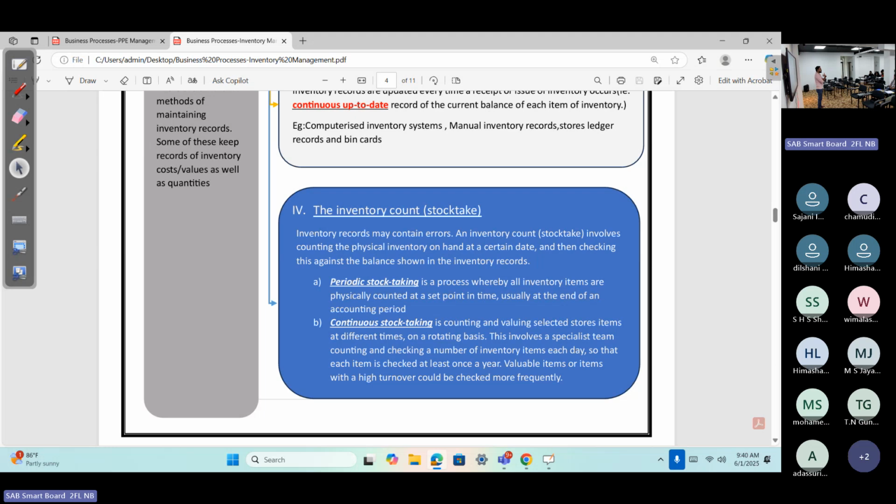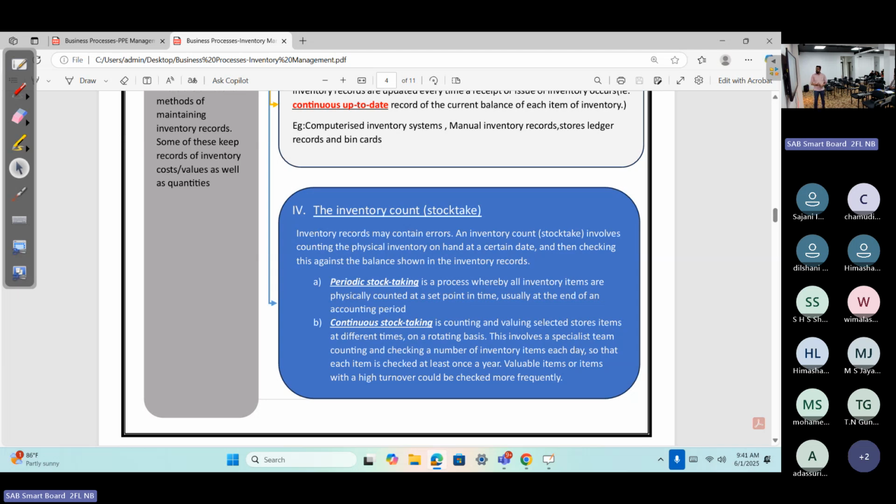Continuously you are performing the physical count, item-wise. Periodic count means all the items will be counted at a specific date, like our audit stock count. For management purposes, some companies count each item every month. That is called continuous count. Inventory count or stock take.